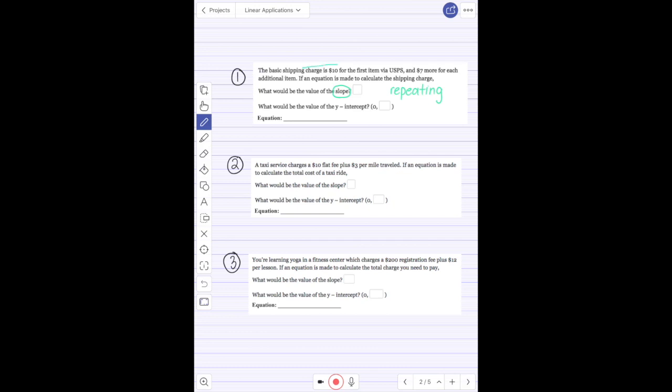So we have two options here. We have a first-time charge of $10 and $7 more for each additional item. So the first-time charge, that's a one-time charge. That's not a repeating amount. The repeating amount is $7 more for each additional item. For every item I ship, I'm going to pay $7 more. So my slope in this particular problem is 7. Then it says what would be the y-intercept. Well, the y-intercept is the initial amount, that first time amount. So that's going to be 10. So my equation is y equals 7x plus 10.